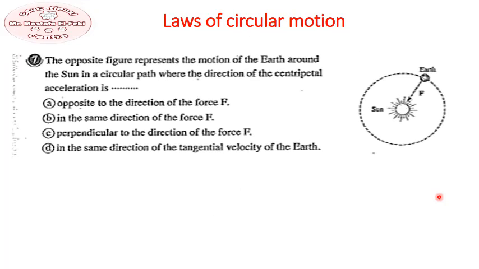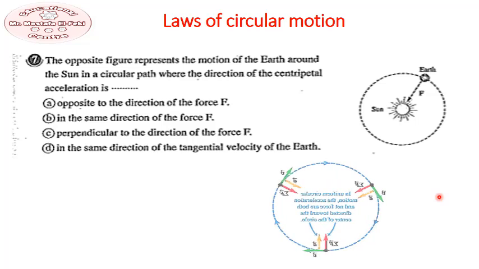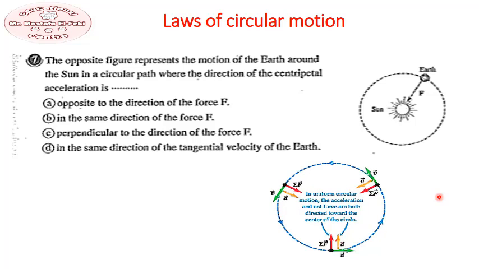The opposite figure represents the motion of the Earth around the Sun in a circular path, where the direction of the centripetal acceleration is... We know that the direction of the centripetal acceleration is in the same direction as the force, towards the center.